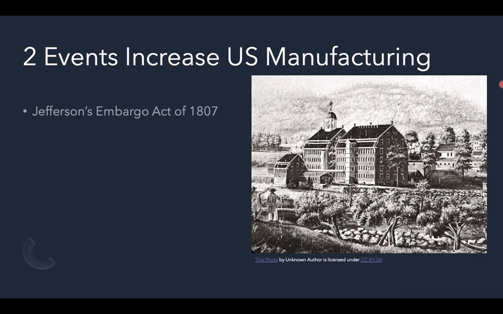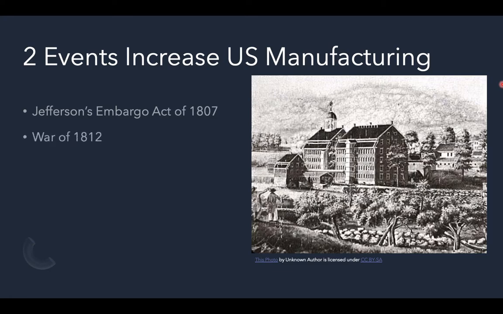What it literally did was prohibit Americans from shipping any goods to Europe. The embargo totally brought American shipping and trade to a standstill, and we once had a very thriving foreign trade. So in response to this, Americans had to produce their own things.